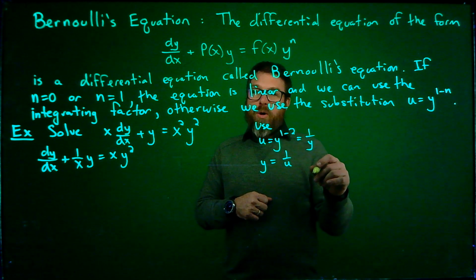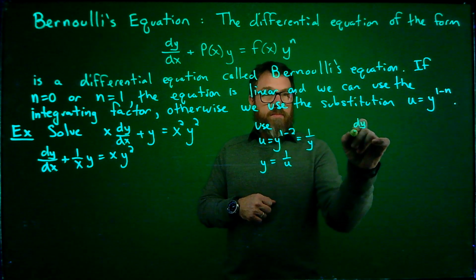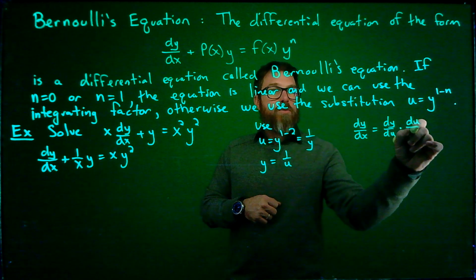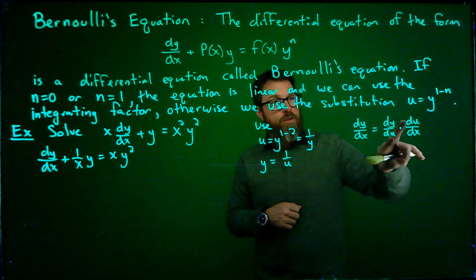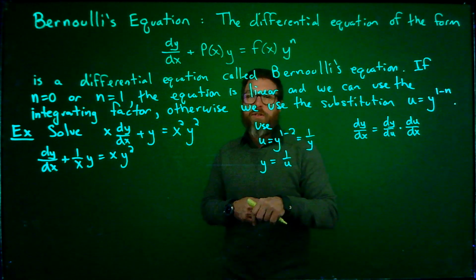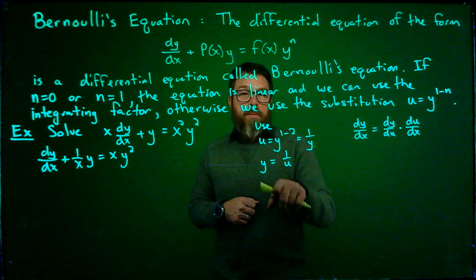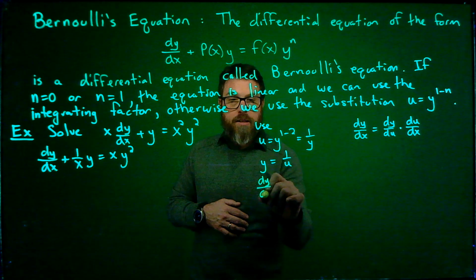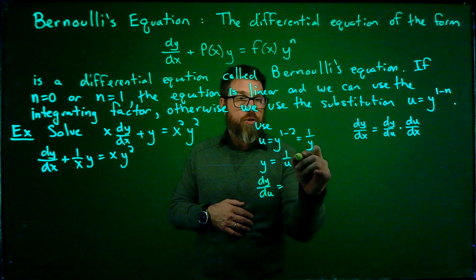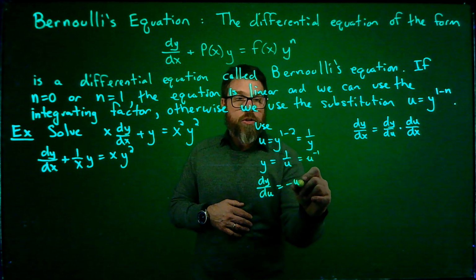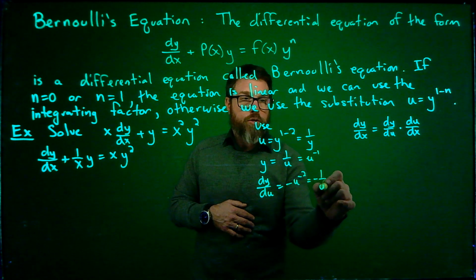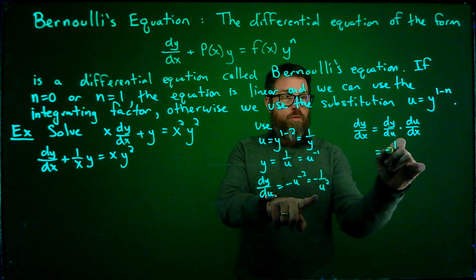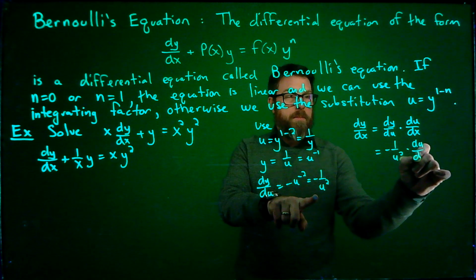So what I know is that dy/dx is equal to dy/du times du/dx using the chain rule. You can see the du's kind of cancel, so these two things are the same. I know y, so I also know dy/du. dy/du is going to be the derivative of this. So this is u to the negative 1, so the derivative is minus u to the minus 2, which is equal to negative 1 over u squared. So that means dy/dx is going to be equal to dy/du, so minus 1 over u squared, times du/dx. And that's equal to dy/dx.